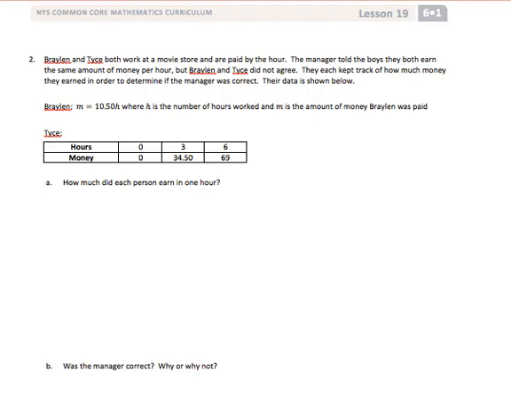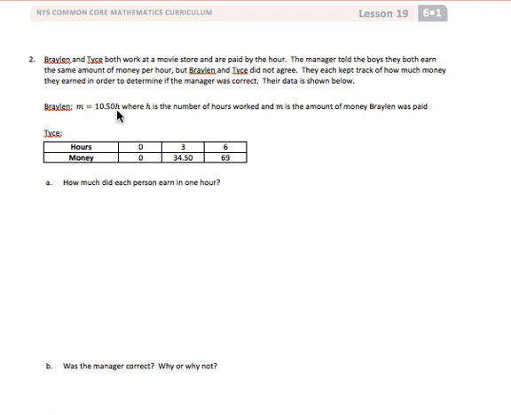In exercise 2, we find Braylon and Tice, who are both working at a movie store and are paid by the hour. The manager has told the boys that they both earn the same amount of money, but they don't agree. So they're keeping track of how much money they earned in order to determine if the manager was correct. Braylon has written an equation. The money he earns, M, is equal to $10.50 per hour, 10.50 times H, where H is the number of hours.